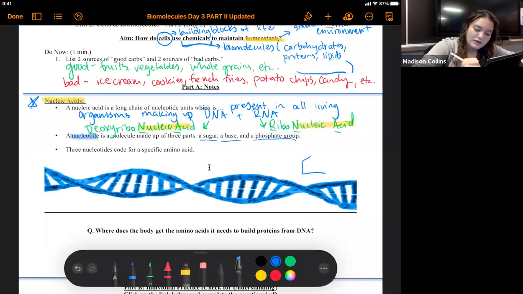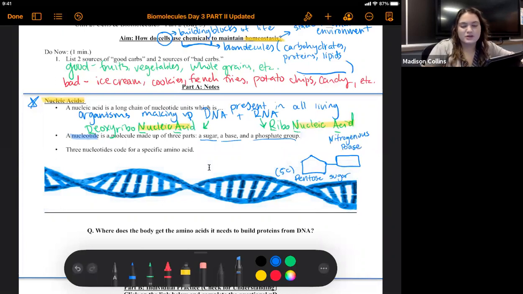When you see a nucleotide, it's going to look something like this. You're going to have what we call a pentose sugar. Pentose just means it has 5 carbons: 1, 2, 3, 4, 5. That's a sugar. Attached to that sugar is going to be a nitrogenous base. Nitrogenous just means it has nitrogen in it. We'll learn more about those bases later. Then attached to the other side is going to be a phosphate group.